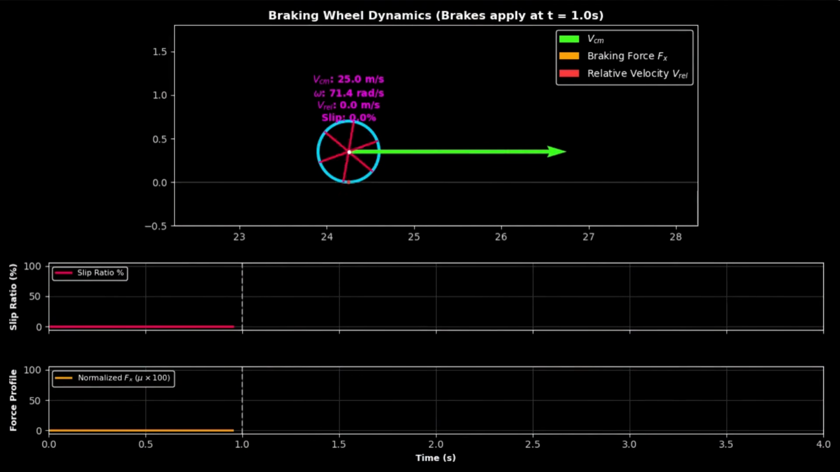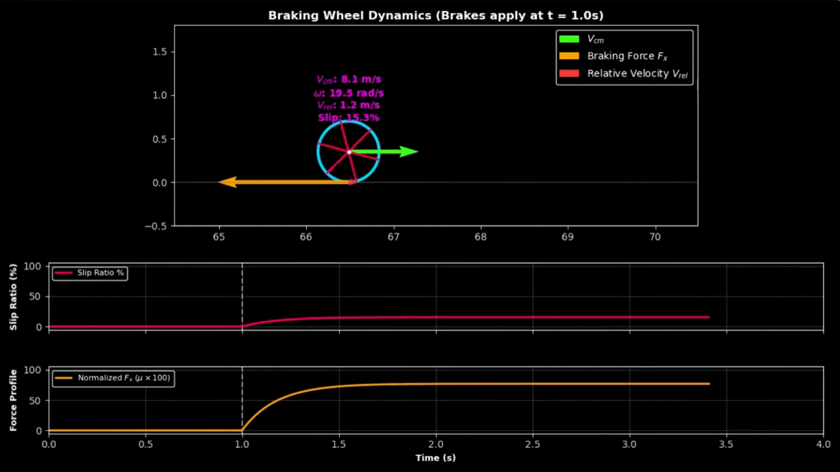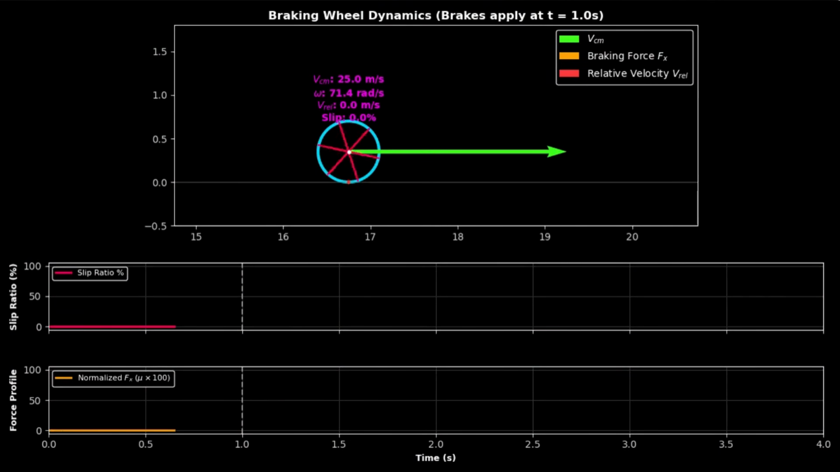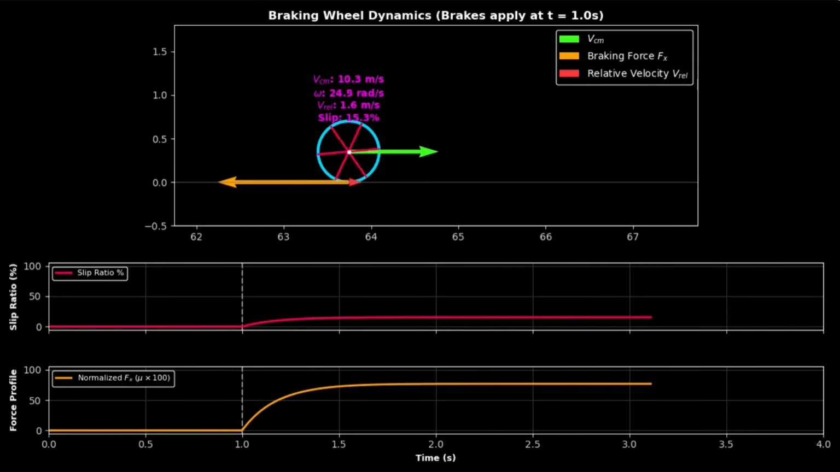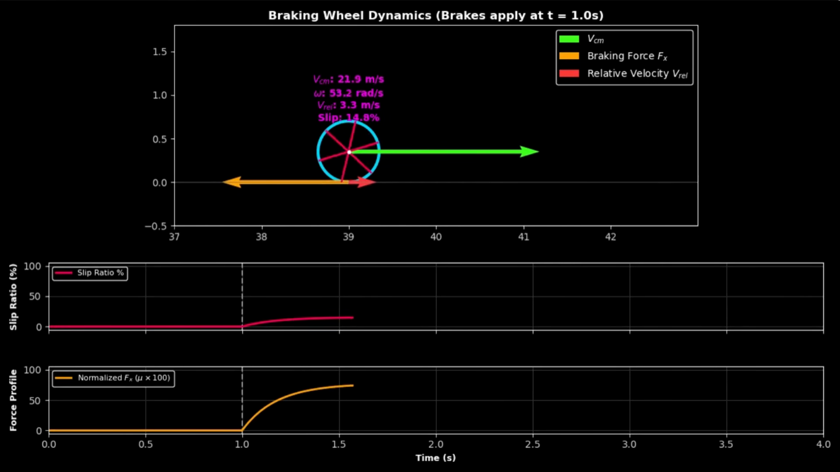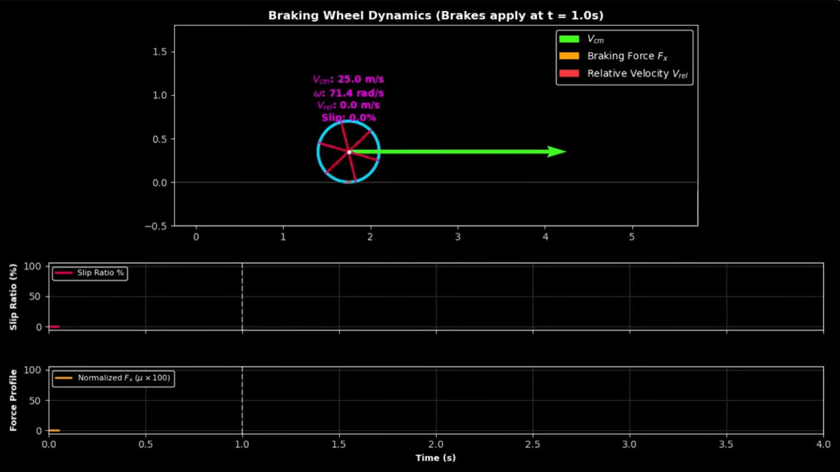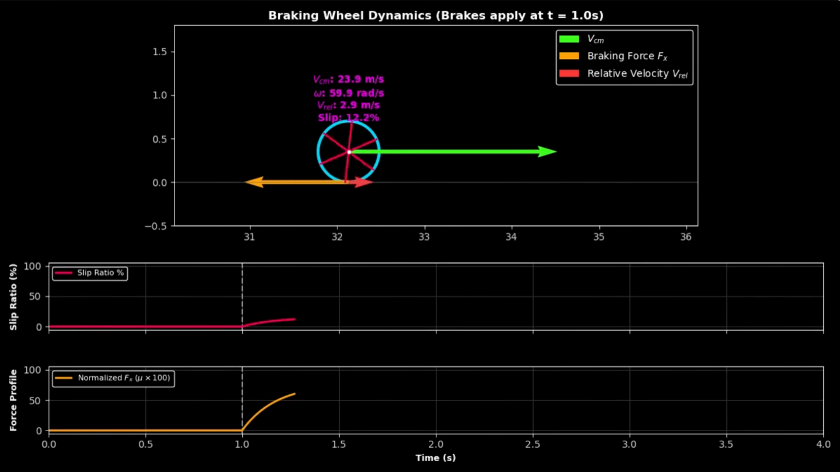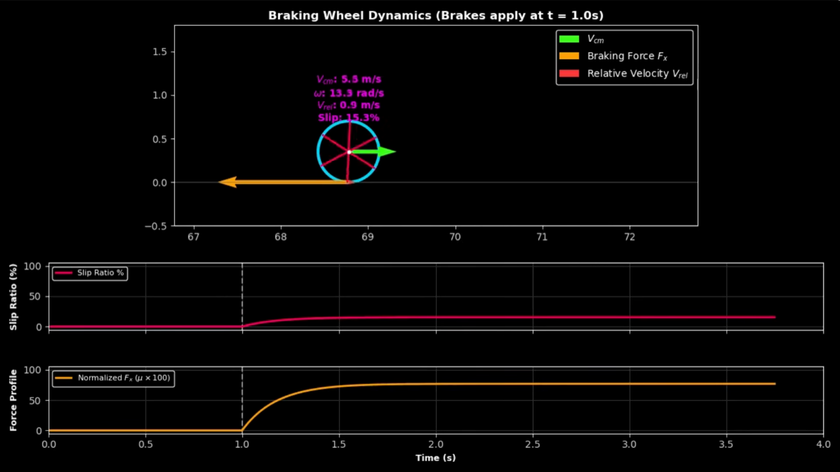Now let's consider the dynamics of the wheel when it is decelerating. In this case, initially the vehicle has a significant amount of translational velocity and it is under the condition of pure rolling. As soon as the brake is applied at time t equal to 1 second, it starts slipping. As a response, braking traction develops, decelerating the vehicle. Observe the change in the translational velocity vector due to deceleration.